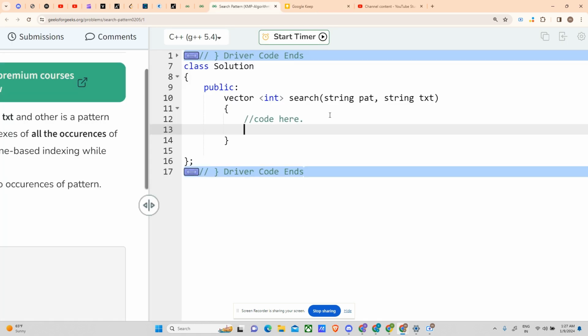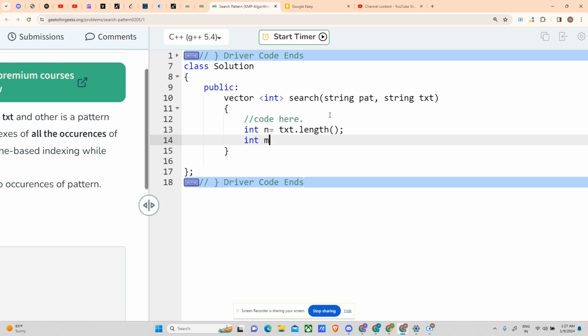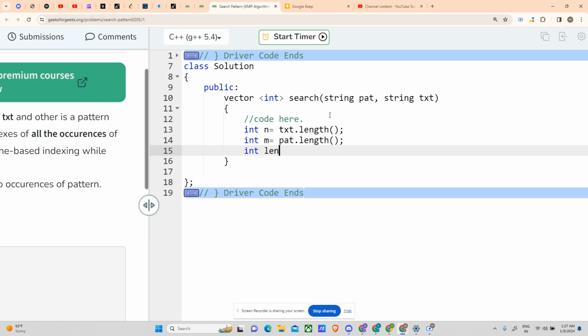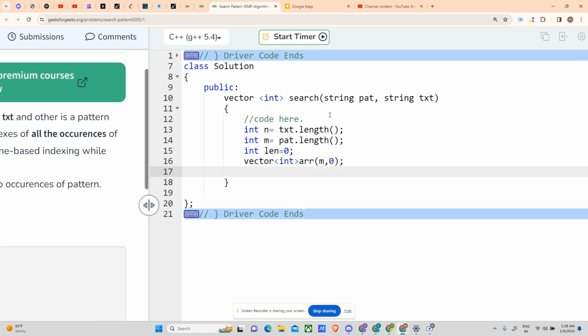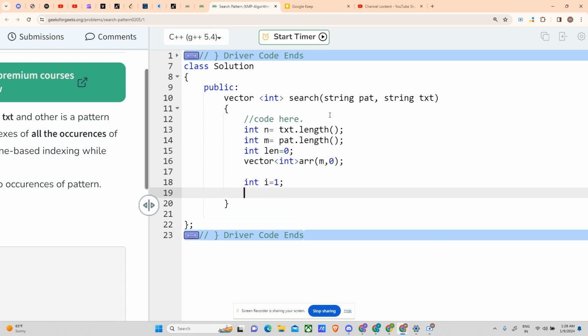Okay guys, so continuing to our code. First, let me make some values for my future help, that is the length of both the strings, pat.length and txt.length. My len, which was used in the cases, will be 0 initially, and my pre-processed array, which we name arr, will be of length m, first initialized with zeros. My loop will start from 1 for the pre-processing array.